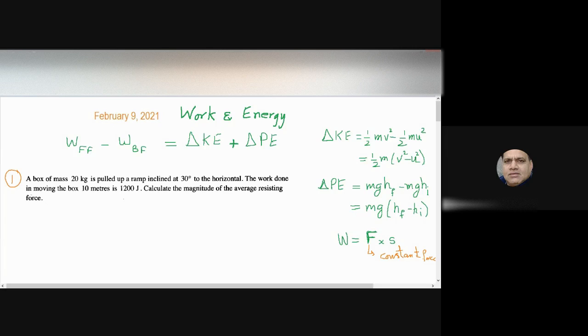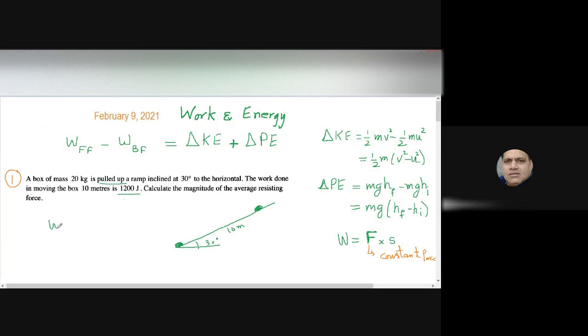So a box of mass 20 kilogram is pulled up a ramp inclined at 30 degrees to the horizontal. So we always draw the situation. So this is a ramp inclined at 30 degrees to the horizontal, and a box is taken from here to some position up the ramp because it is pulled up 10 meters, so this distance moved is 10 meters. So the work done in moving the box 10 meters is 1200 joule.